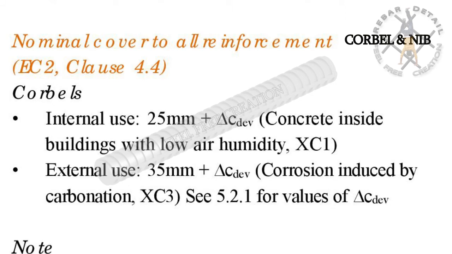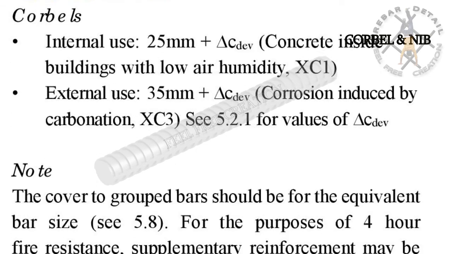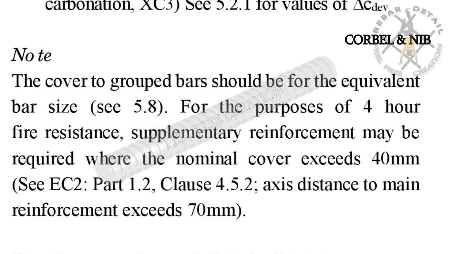Nominal cover for corbels. Internal use, 25 mm and deviation, concrete inside buildings with low air humidity, XC1. External use, 35 mm and deviation, corrosion induced by carbonation, XC3. Note: the cover to grouped bars should be for the equivalent bar size. For the purposes of 4-hour fire resistance, supplementary reinforcement may be required where the nominal cover exceeds 40 mm.